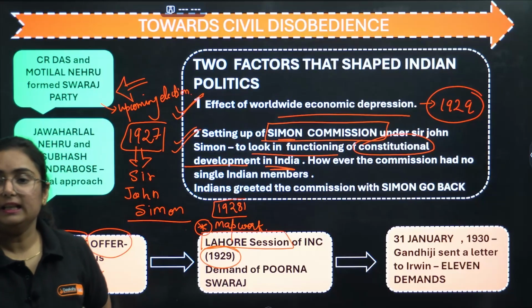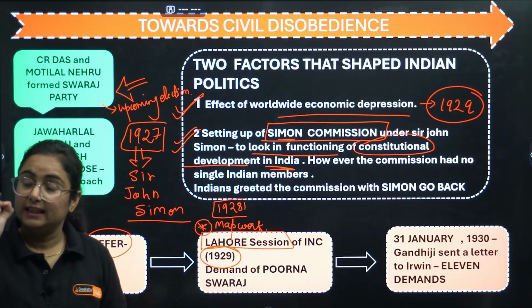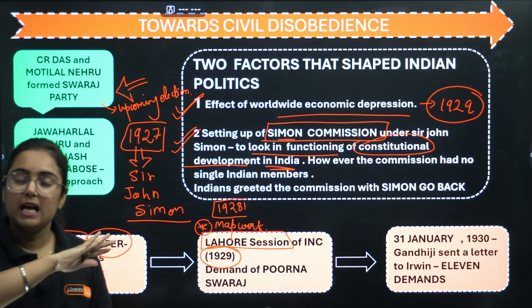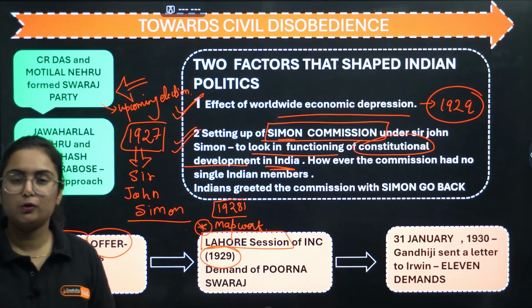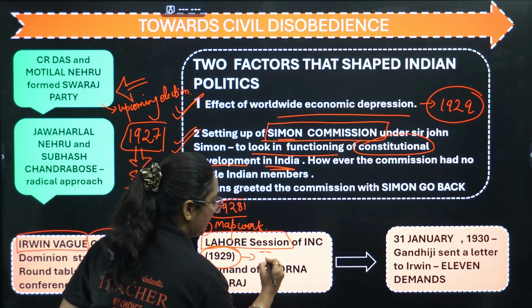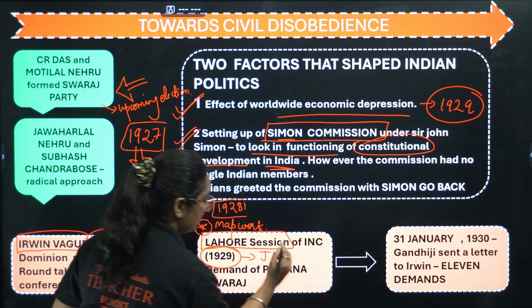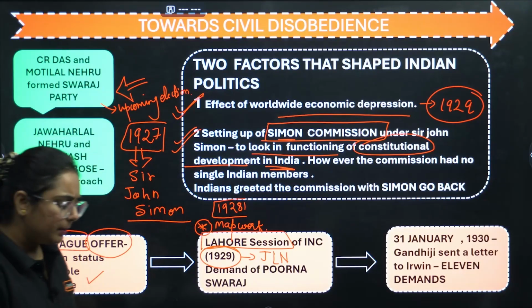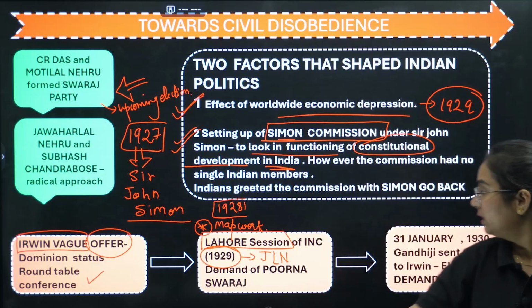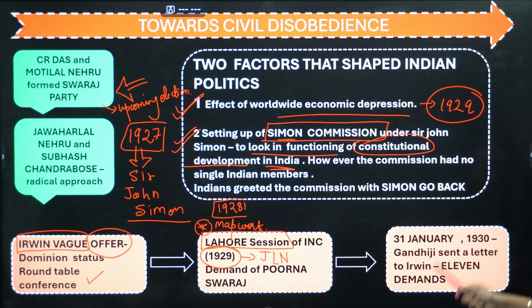In 1929, the leaders demanded Purna Swaraj. Purna Swaraj means complete independence. You have to leave India now. Getting my point? And this session was headed by Jawaharlal Nehru. People demanded complete Swaraj on the midnight of 31st of December 1929.